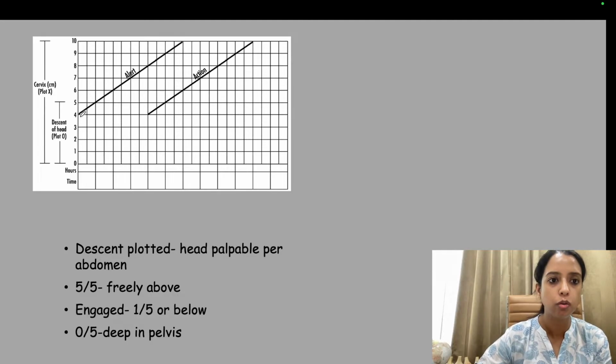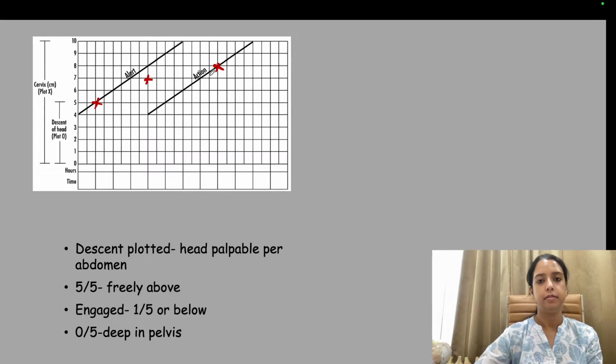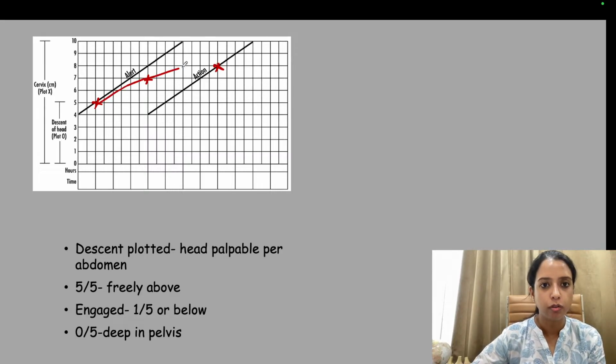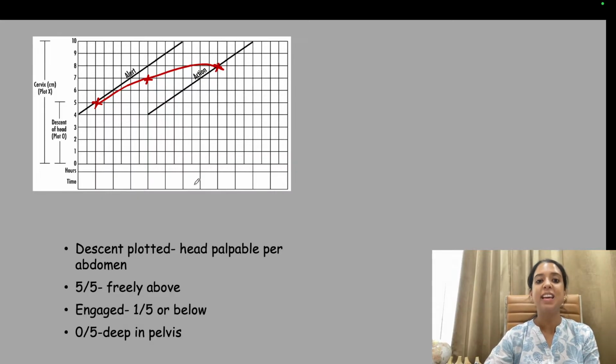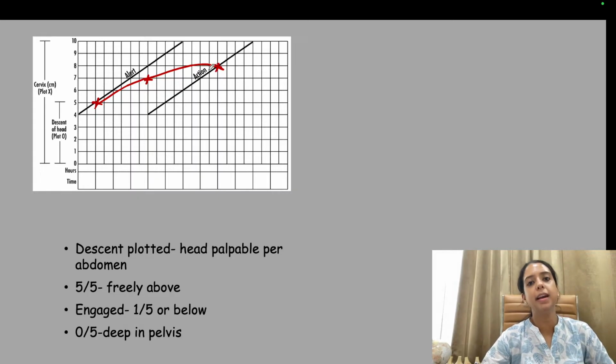If they have specially shown that some patient was at 5, then it crossed the alert line and now it is at here. This is the graph which has been shown. Now this is the time you have to deliver. How will you deliver? See, this is 8 centimeter. At 8 centimeter I can't apply instrument.